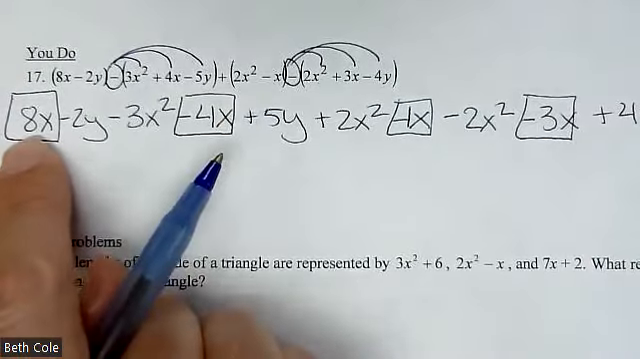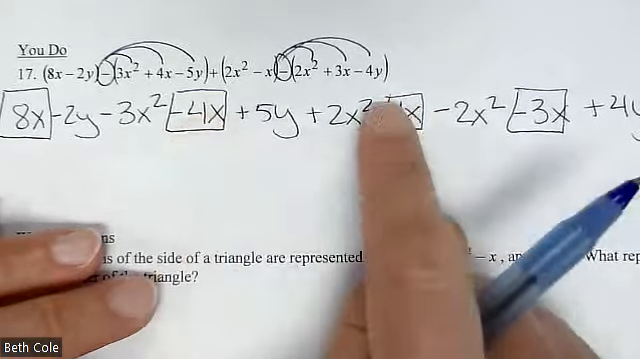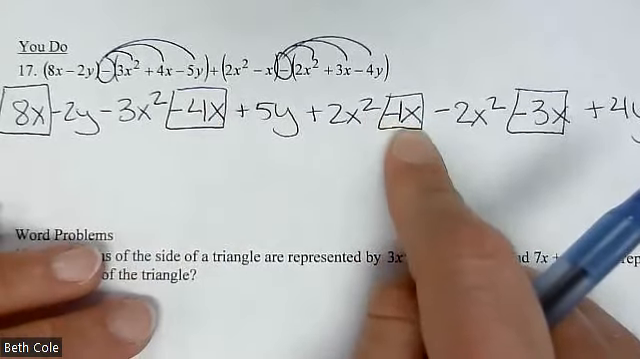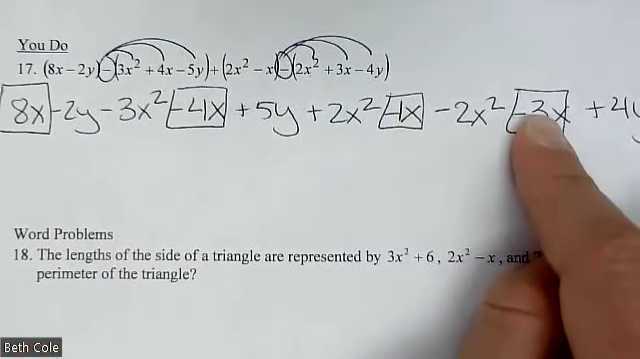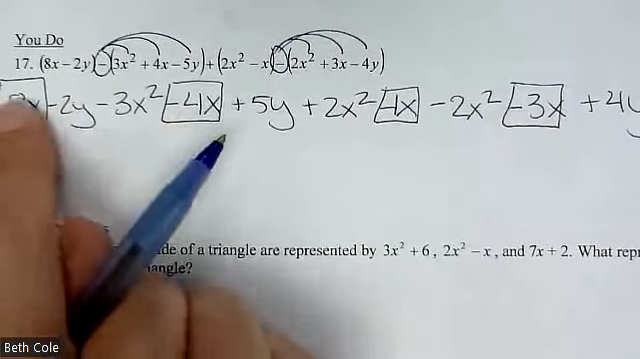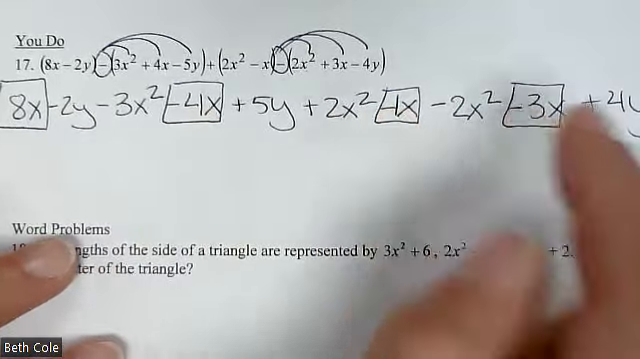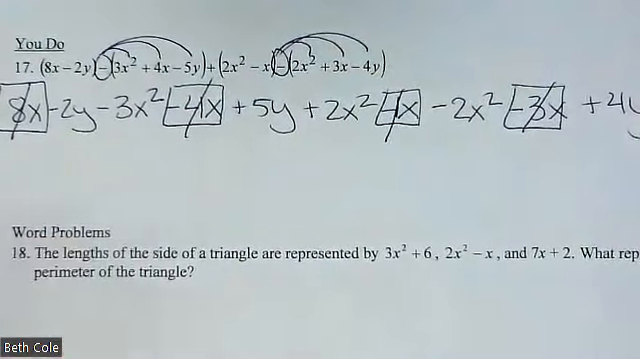8 minus 4 is 4. 4 minus 1 would be 3. And then -3. Oh my gosh, what happened? They're all gone. 8 minus 4 is 4. Minus 1 is 3. And then 3 minus 3 is 0. Those are all gone. Yes. I know, right? Less work.